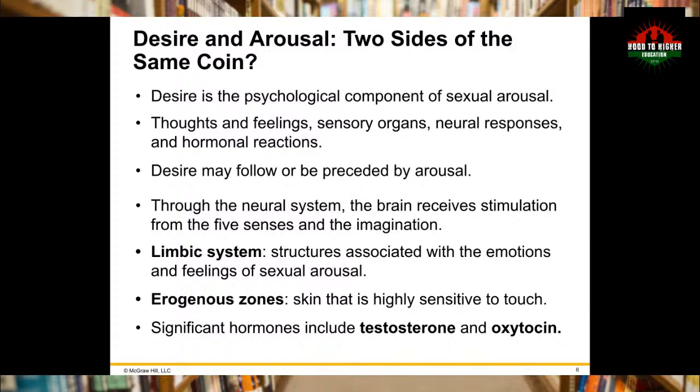Through the neural system, the brain receives stimulation from the five senses and imagination, right? These signals are getting sent to the brain, and these are based on the five senses. The limbic system, structures associated with the emotions and feelings of sexual arousal. Erogenous zones, skin that is highly sensitive to touch. Significant hormones include testosterone, oxytocin.